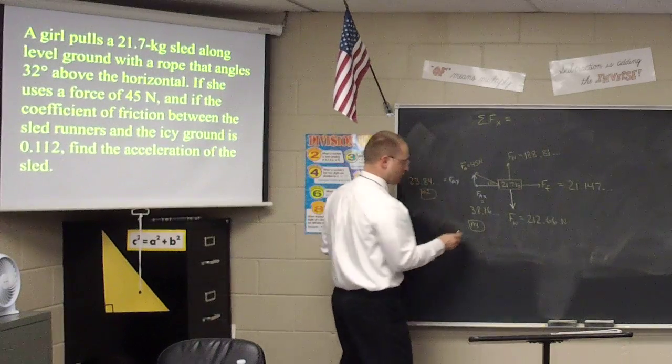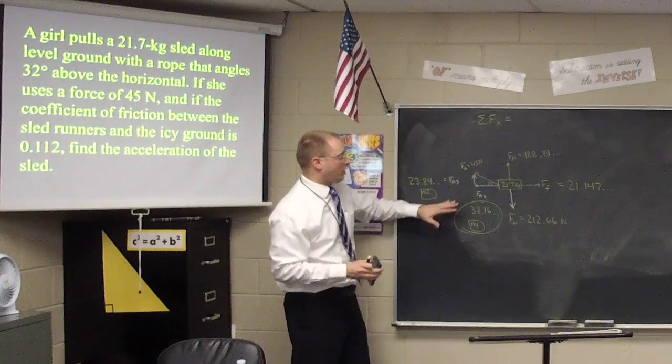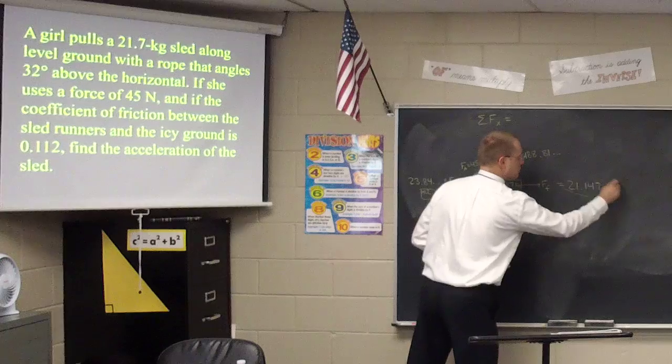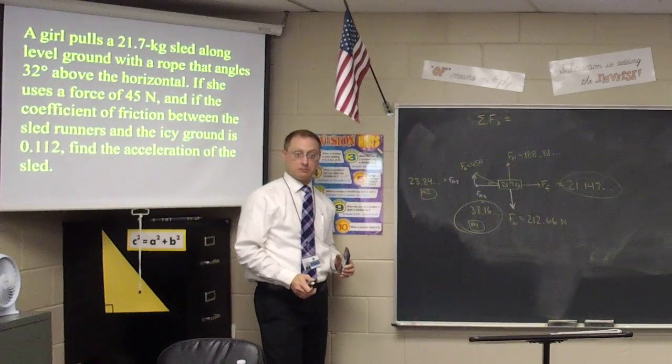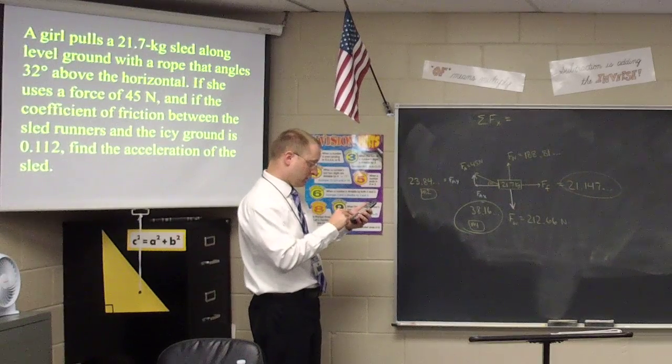So when it all comes down to it, she's pulling forward. Is it a girl? Yeah. Let's say I thought it was a girl. The girl's pulling forward with 38.16. Friction resists with 21.147. Who wins? Girl wins. There we go. By how much?